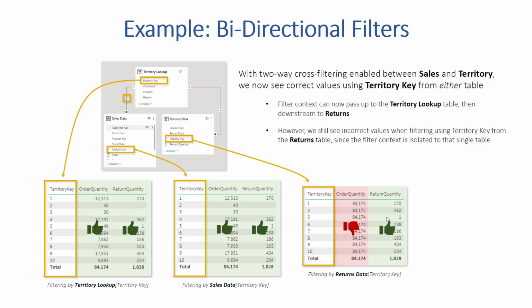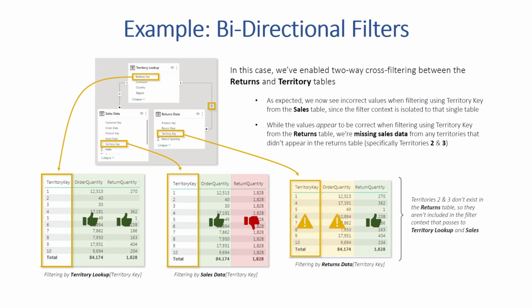So with two-way cross filtering enabled between the sales and directory tables, we now see the correct values in the directory key from either table. Filter context can now pass up to the directory lookup table, then downstream to the return table, right? However, we still see incorrect values when the filter uses the directory key from the return table, since the filter context is isolated to that single table, right? So that is the problem in the bidirectional filter. Okay, let's come to the next thing.